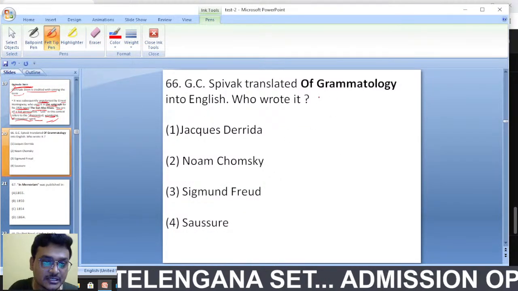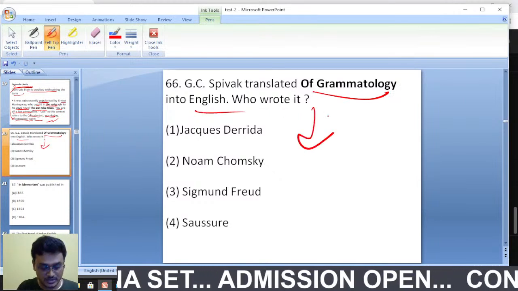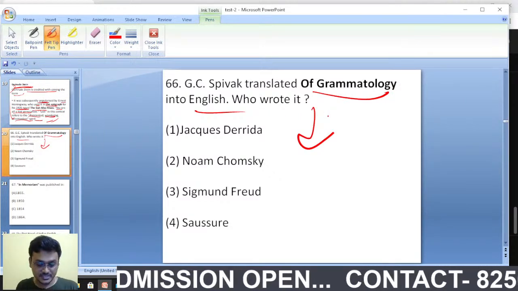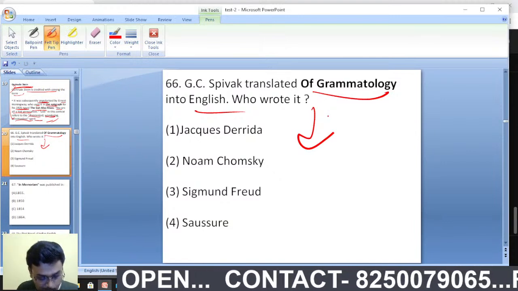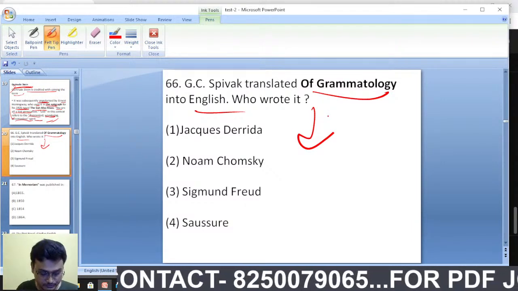Gayatri Chakraborty Spivak translated Of Grammatology into English. Who wrote it? Easy one. Yesterday I discussed, easy one. Chalo, one or two questions are easy, okay. Next question.